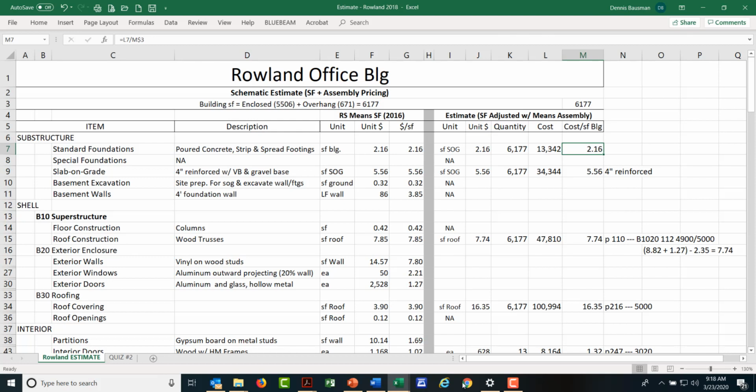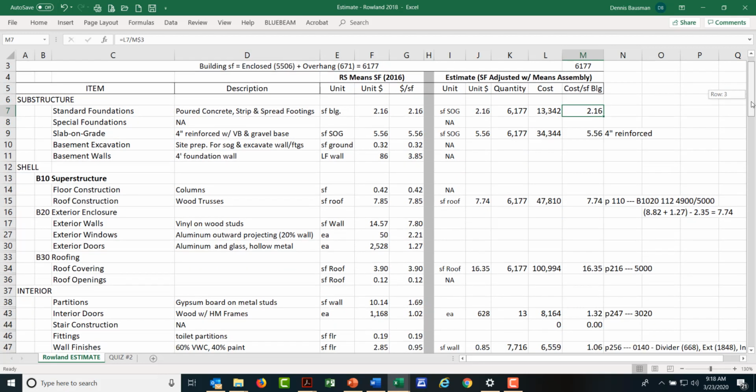This is going to wind up being our estimate for RS Means square foot adjusted by RS Means assembly to make it more building specific. In other words, we know more about our building, and we know that it doesn't exactly marry with the RS Means square foot template, this one over here. So we're adjusting it. Same thing with the one you're going to do on your project.